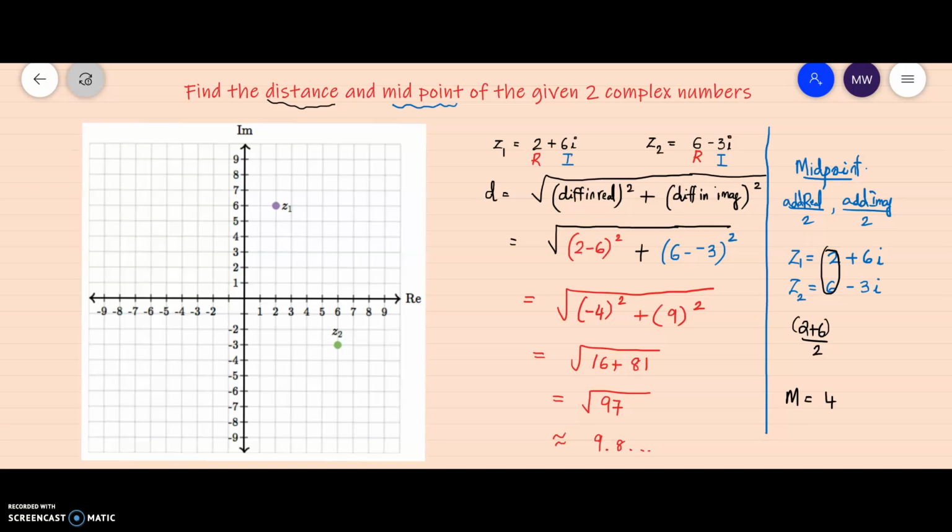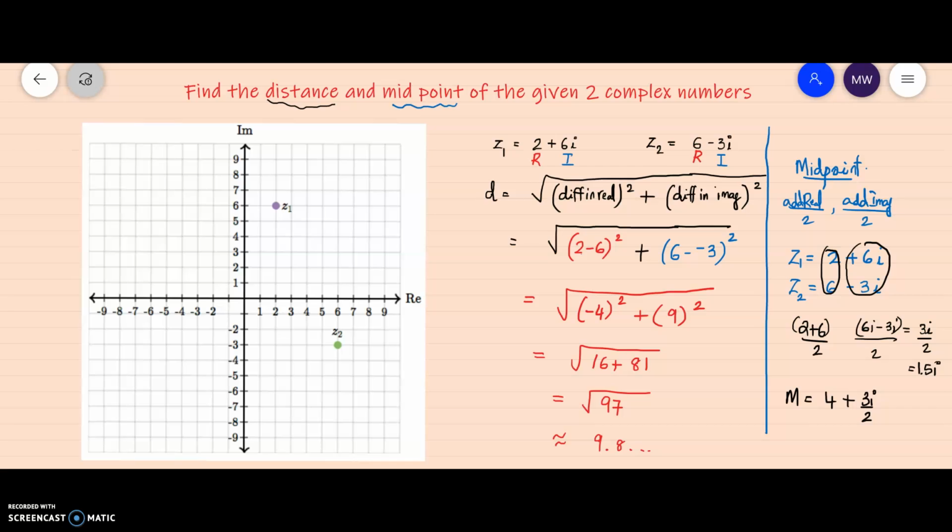To get the imaginary part, I'm going to add my imaginary parts and divide by 2. So 6i minus 3i, and then I'm going to divide that by 2. So 6i minus 3i is just 3i over 2. You can leave it as a fraction, so that's a positive 3i over 2, or you can write that as 1.5i as a decimal. It doesn't matter which way you write it.